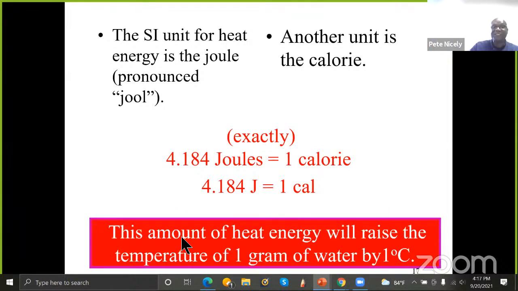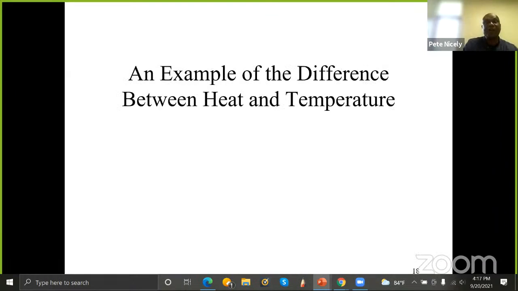The definition of the calorie unit is given right here. It is the amount of heat energy that will raise the temperature of 1 gram of water by 1 degree Celsius. So that's where the calorie unit comes in with respect to the properties displayed by water. 1 calorie represents the amount of energy needed to increase the temperature of 1 gram of water by 1 degree Celsius. As I promised earlier, we're going to make a distinction between heat and temperature, going beyond just a definition and using a particular example.